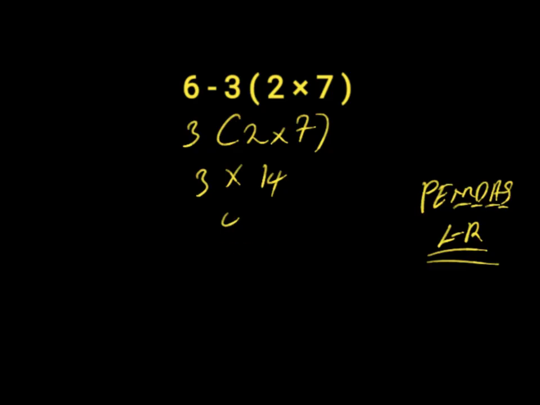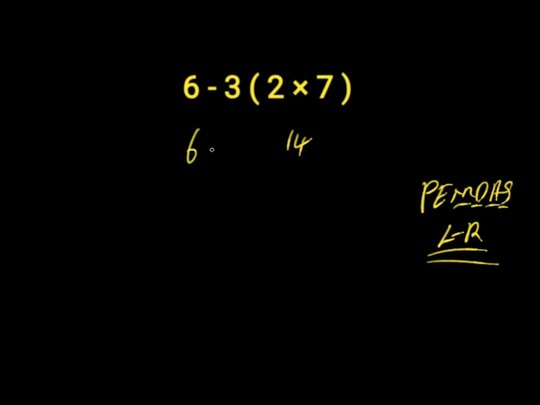Let us get the right answer to this question. First of all, we are to work with our parentheses, which is 2 times 7. 2 times 7 will give us 14. Then we have 6 minus 3 times 14. Now we have subtraction and a multiplication. We are going to work with our multiplication first because it comes before subtraction.